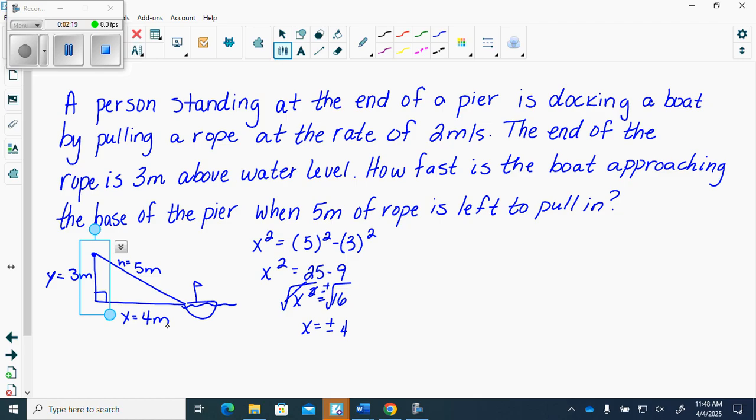Let's see what else they gave us. They said a person is standing at the end of a pier, docking a boat by pulling a rope at the rate of 2 meters per second. So is that dh dt, dy dt, or dx dt? Pulling the rope. Where is the rope? H, Y, or X? Which one's the rope? H. So they gave us dh dt, and they're pulling in the rope. So what's it going to be? You're pulling it in. Negative.